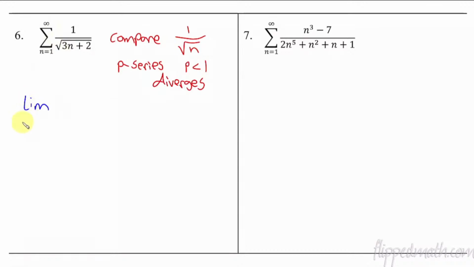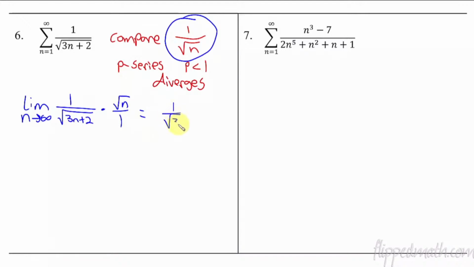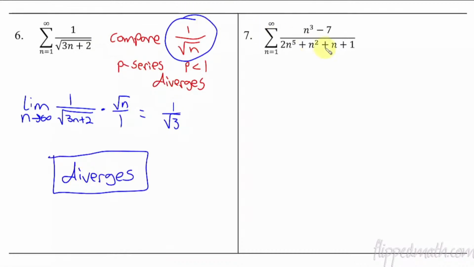So our limit, as n approaches infinity, of this thing multiplied by the reciprocal of the one we're comparing it to. As you go to infinity, you have to think about the leading coefficients. Since the degrees are the same, this is just going to be 1 over the square root of 3. All right, so since that's finite and positive, the answer is that they both diverge. So this series diverges.